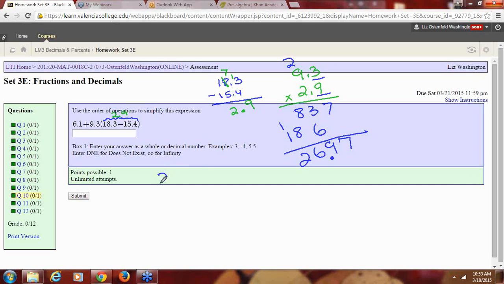Then I have 6.1 plus 26.97. I'm just going to line up the decimals and add them appropriately. And again, make sure you put your decimal right there. So I got 33.07. Okay.